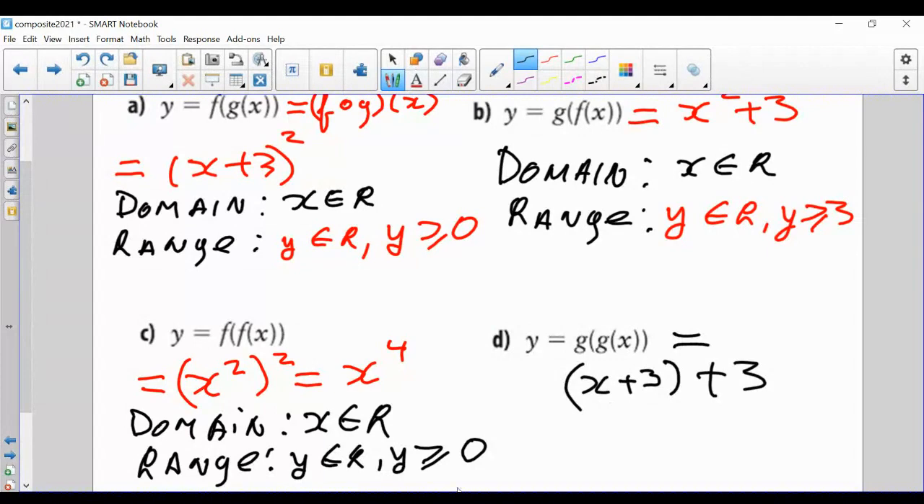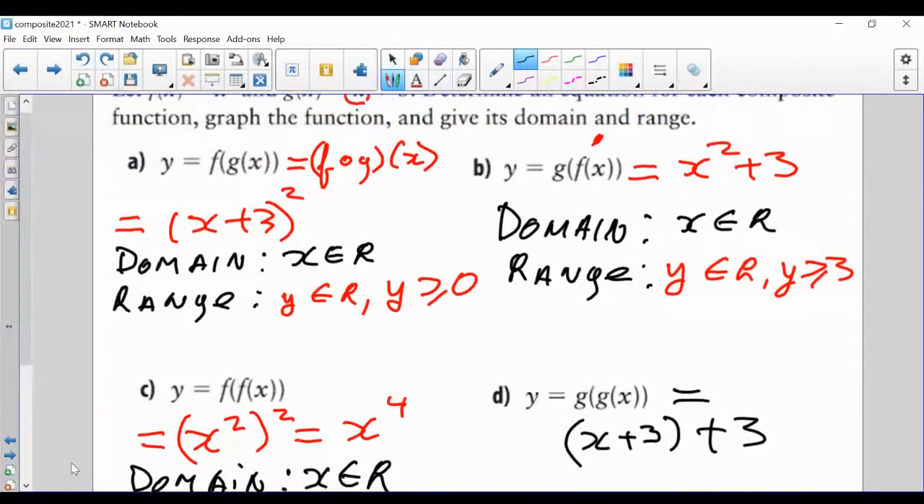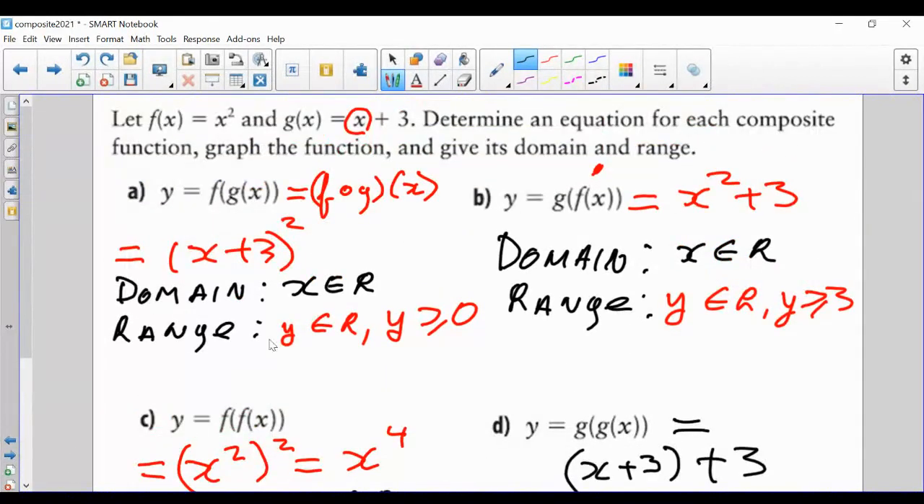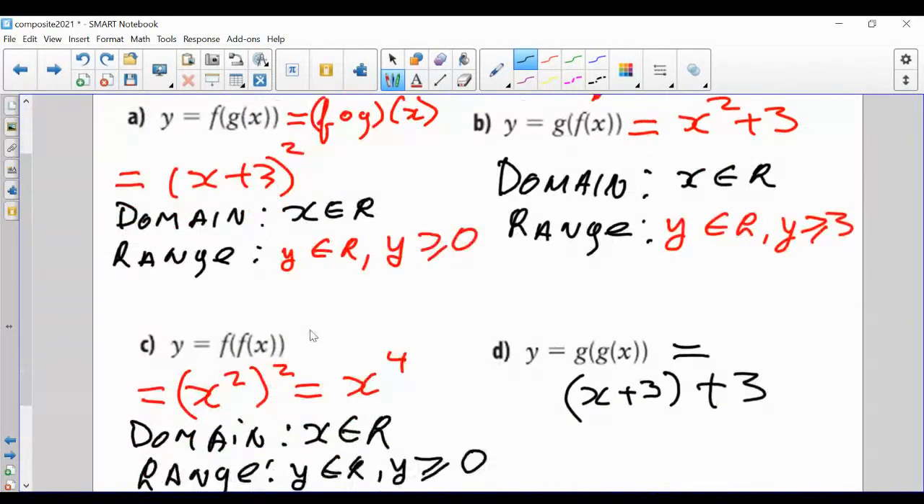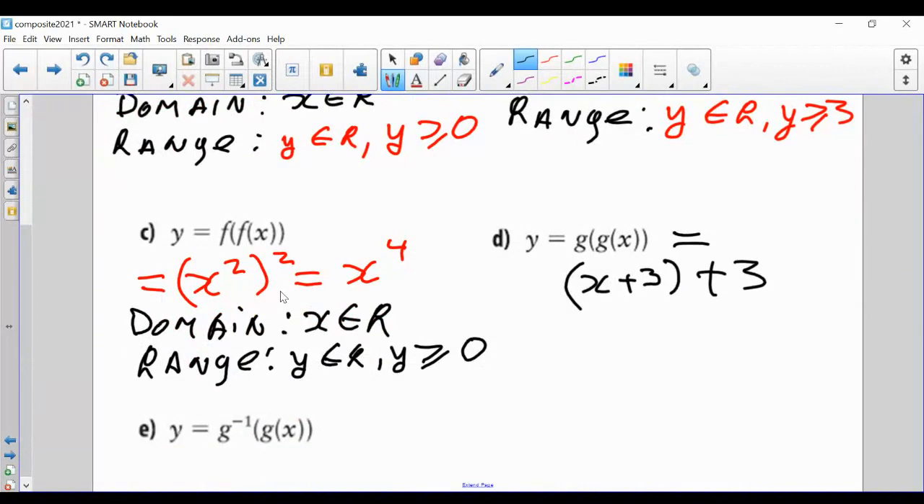All right, let me go back up and show you again. The g function is x plus 3, so take that x plus 3 and put it in for the x. So it's x plus 3 plus 3, or just simply x plus 6. And of course, that's just a straight line.